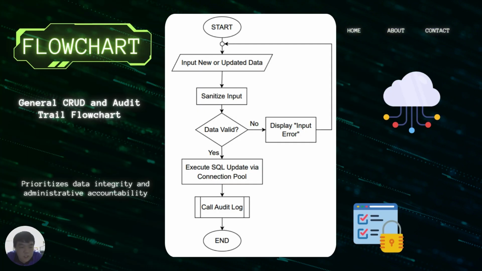The fourth one is a general CRUD and audit trail flowchart. This flowchart prioritizes data integrity and administrative accountability. The system asks the user to input the new or updated data and sanitizes the input. If the data is valid, it executes the SQL update through the connection pool. If not, it displays the input error and goes back to the loop for the system to run again.